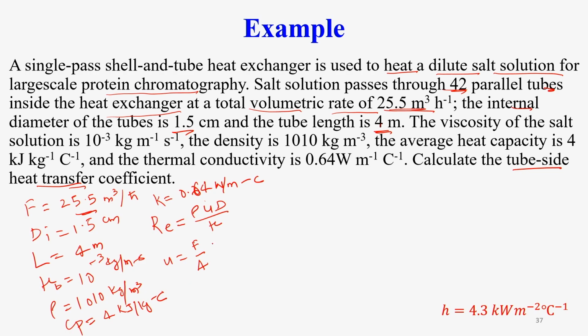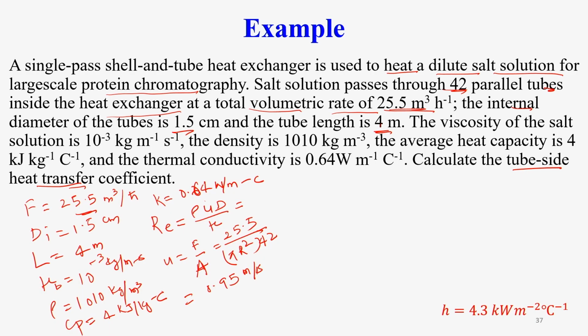So, flow rate is given, we need to find the area. Flow rate is 25.5. What will be the area? For one tube the area will be pi r square. How many tubes are there? 42 tubes, so multiply by 42. In this way we will find the velocity as 0.95 meter per second. And once the velocity is there, we can quickly find the Reynolds number.